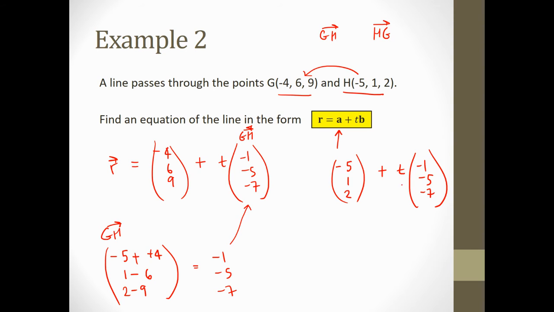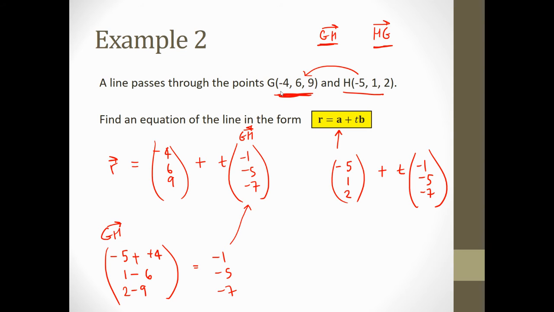You can plug in values for t and check that you're going to get the same points all along these lines. You can even do it a third way and find HG. So just keep that in mind. Typically, it really doesn't matter. Typically, I just choose the first point to be my position vector, and then just find GH in the order of the points that I'm given. And the examiner should be able to figure out what you did if you did it some other way.